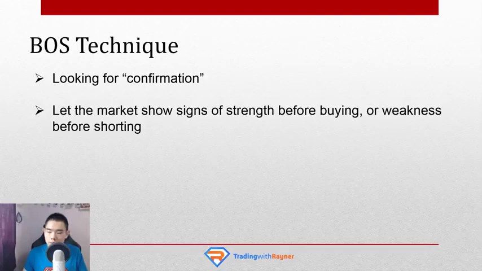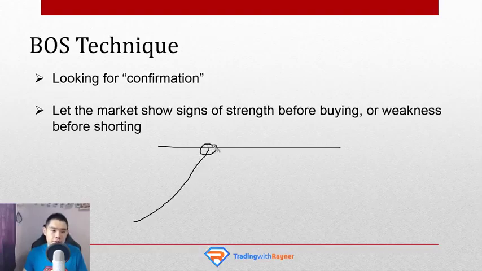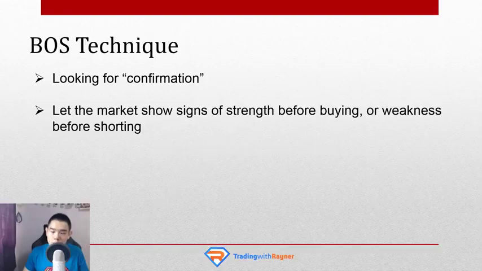So let's say the market approached this area of resistance. You don't want to be just selling at this area of resistance because you have no idea whether it might push out higher before it reverses, or maybe it might just break out of resistance altogether. So you want to look for confirmation that the sellers are stepping in before you take a short position. And one technique to share with you is what I call the break of structure technique.